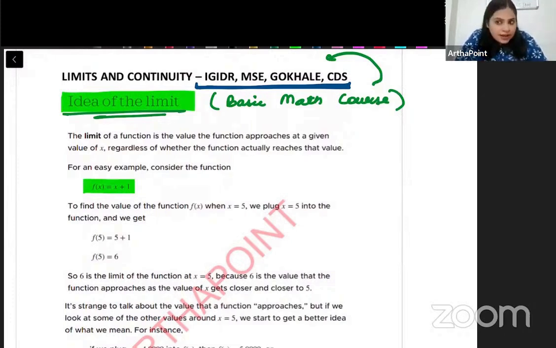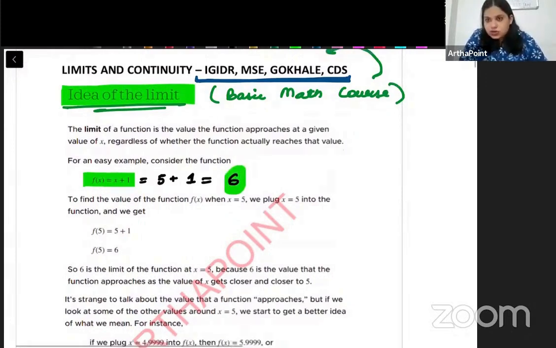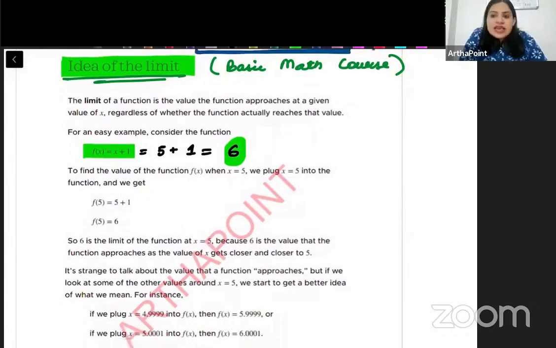So instead of x, you put 5 in the function. You plug 5 into the function and you get 5 plus 1, and you get the answer 6. So the value that this function approaches as x approaches 5, that is the limit of the function. As x gets closer and closer to 5, the function will get closer and closer to 6.